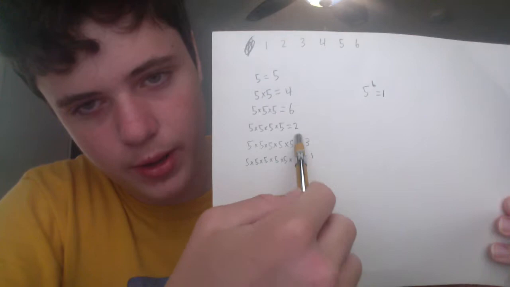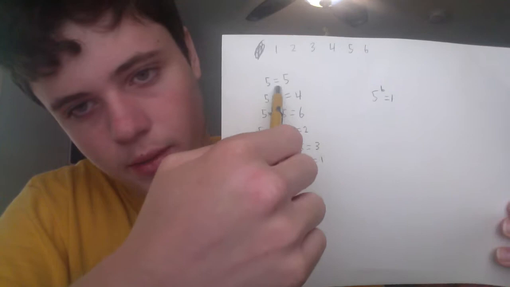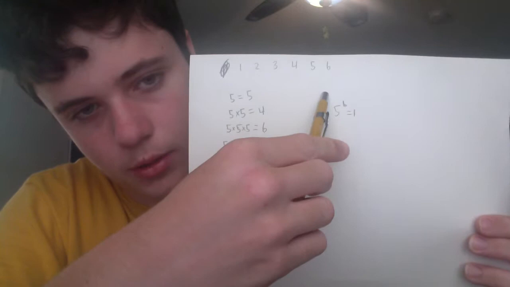And if you remember what we talked about, that means the order of this element must divide the order of the group. So there are six of these, so that must divide the order of this group, and the order of this group is six. So in this case, that worked out.